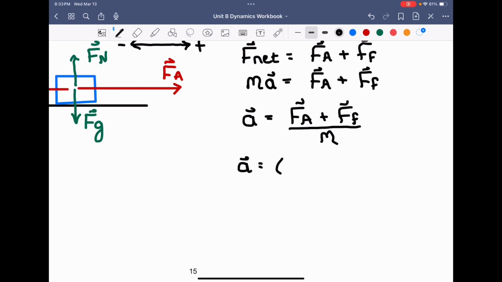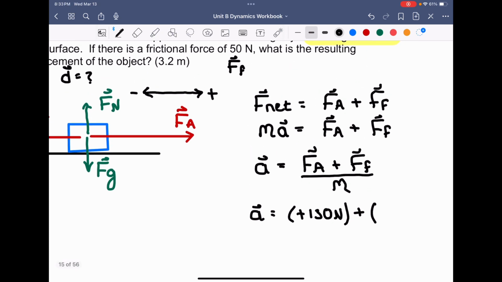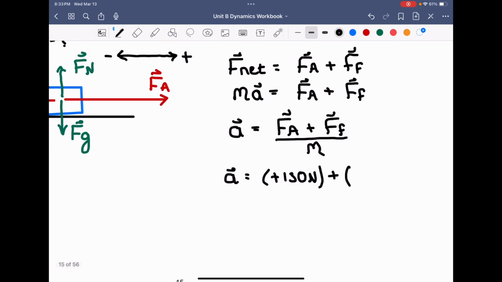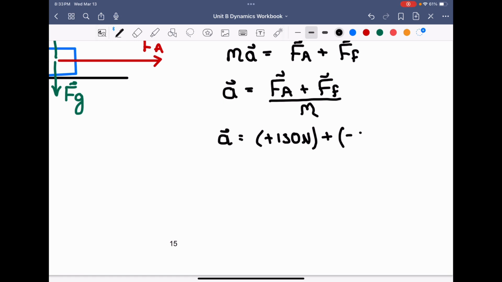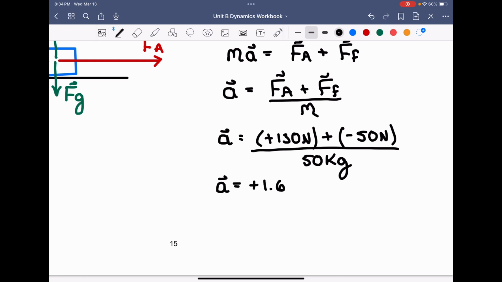Acceleration is equal to, in the FA, it was positive 130 newtons because it was in the east direction, plus the frictional force. We just want to make sure we get this right here. If I look at my frictional force, it was negative 50. And so I'm going to go negative 50 newtons here, divided by the mass of the object, which was 50 kilograms. Now, if you add your forces together and you get the net force, this is actually equal to positive 80. And positive 80 divided by 50, this gives us an acceleration equal to positive 1.6 meters per second squared.